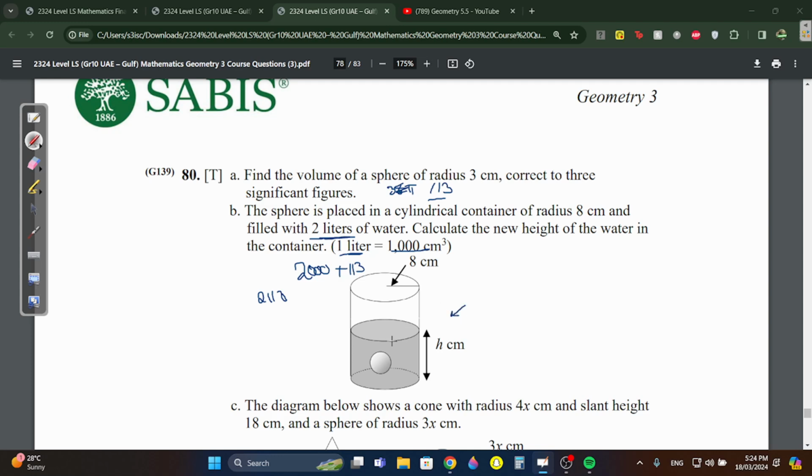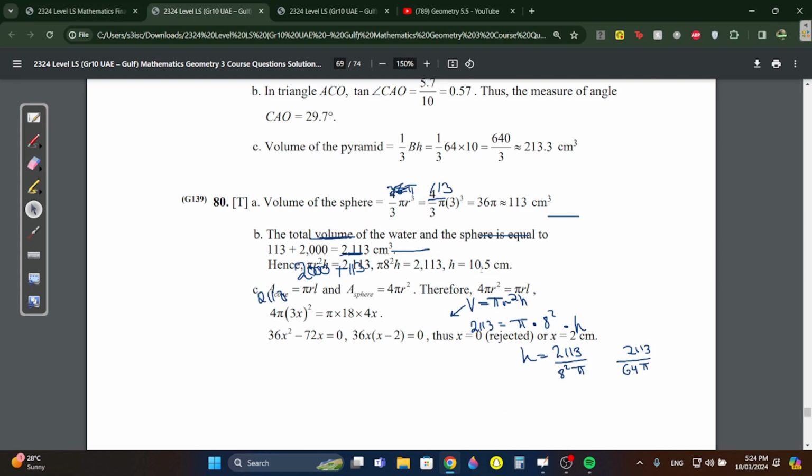This is a cylinder, right? So the volume is pi r squared h. 2113 equals pi times r squared, with radius 8, so 8 squared, times the height, which is what we're trying to find, the new height. You get h equals 2113 divided by 8 squared pi, which is 2113 over 64 pi. Let me see, 2113 divided by 64 pi. You get 10.51.